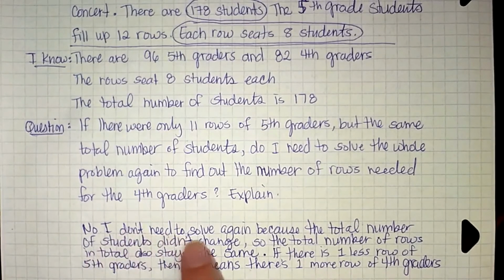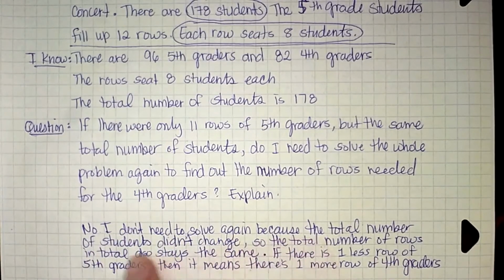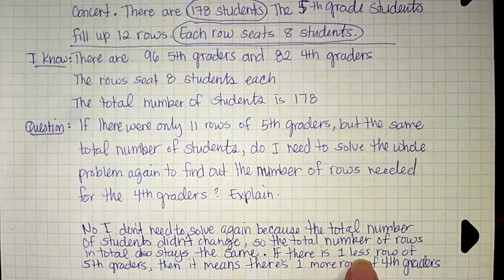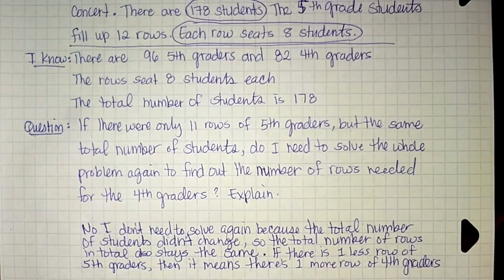So no, I don't need to solve again because the total number of students didn't change. So the total number of rows for all of them is also going to stay the same. So if one less row is going to be used for the 5th graders, that means one more row is going to be used for the 4th graders.